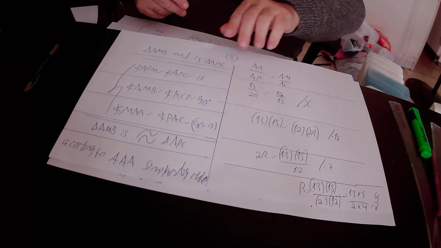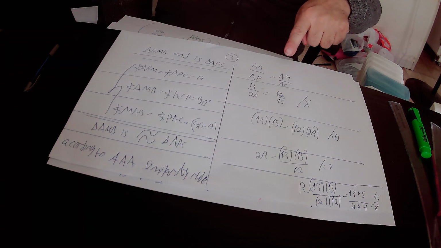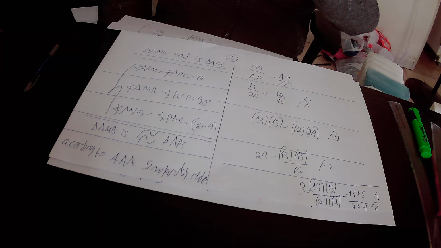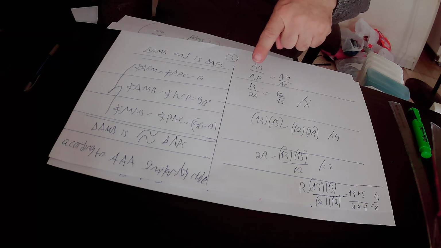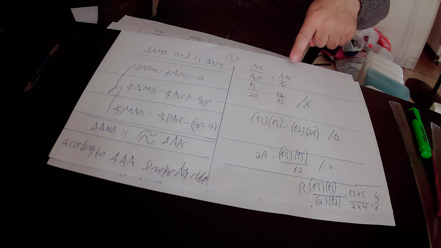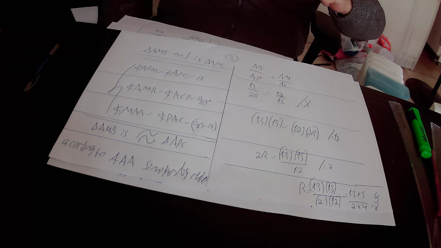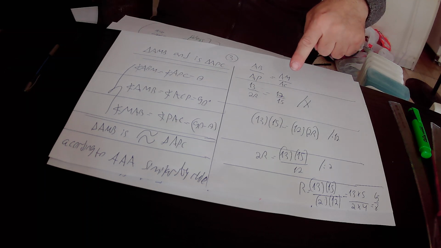We derive that AB over AP equals AM over AC. AB is 13, AP is the diameter of the circle, that is 2R, AM is 12, and AC is 15. So we found that 13 over 2R equals 12 over 15.